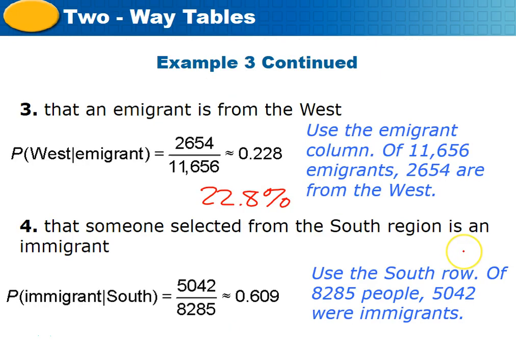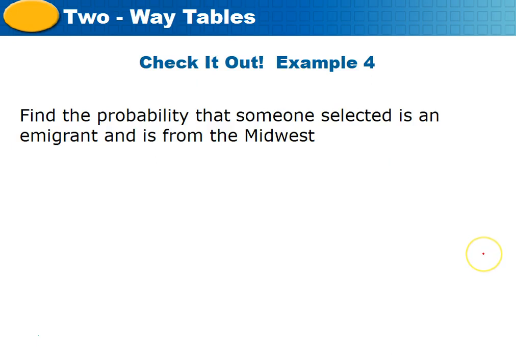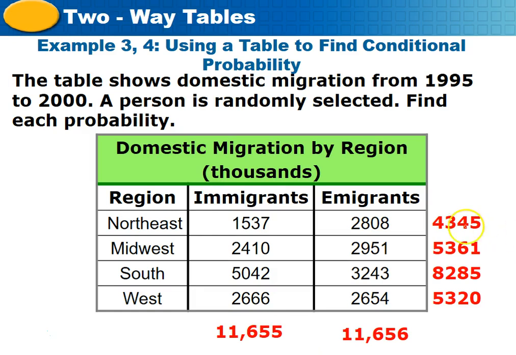That gives us 0.609, and that converts to 60.9%. Okay, so I want you guys to go ahead and do the check it out example 4, and then come back to me. So this one says find the probability that someone selected is an immigrant and is from the Midwest. So again, let's go back here and look at the immigrants. Our immigrants here are 11,656, and 2,951 of those are from the Midwest. So that's how we're going to do this problem.